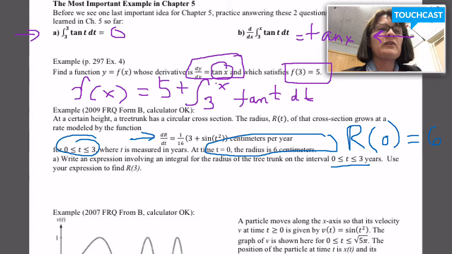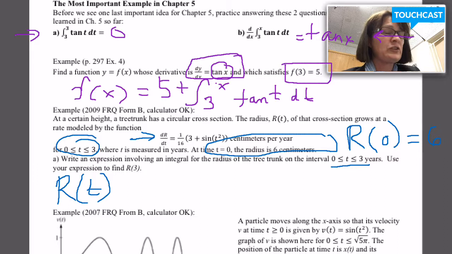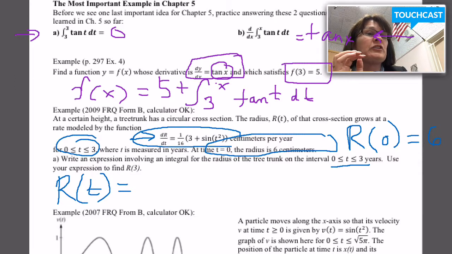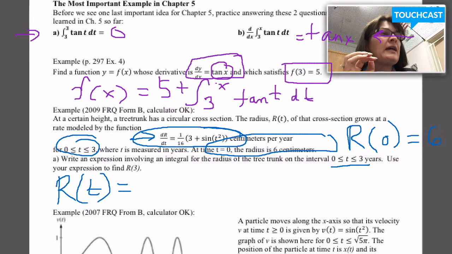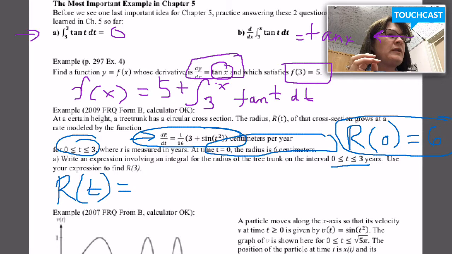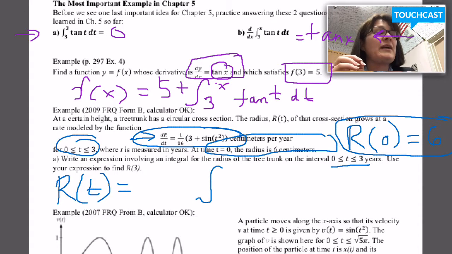So I'm going to write a function R of t, the radius of the tree trunk as a function of time t. It's very similar to the example we just did. I'm supposed to write a function, and I know its derivative should be this. And I know one ordered pair on the function should be this. So I'm going to make an integral.